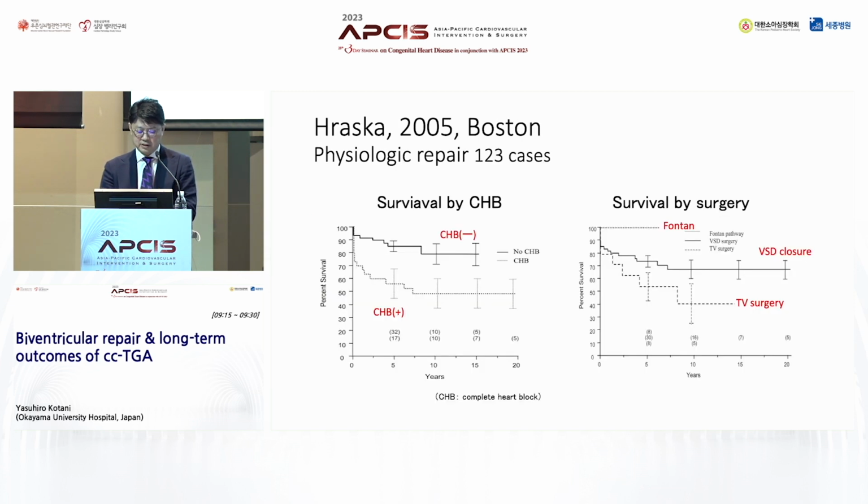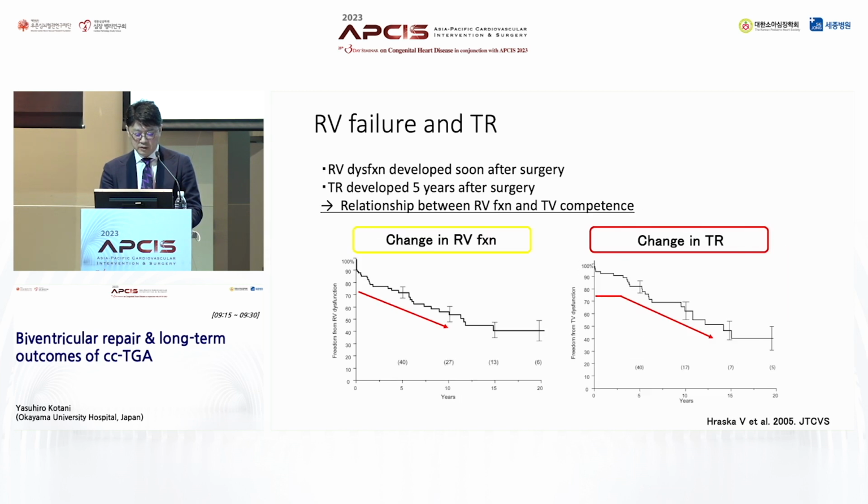So this is a study from Boston in 2005, looking at physiologic repair in 123 patients. On the left side, you can see patients with a heart block had a lower survival compared to the ones without. On the right side, patients with a Fontan operation had no mortality. In contrast, patients who had tricuspid valve surgery had only 40% survival rate at 10 years. So this study showed RV function decreased soon after the surgery, while the tricuspid regurgitation developed after 5 years.